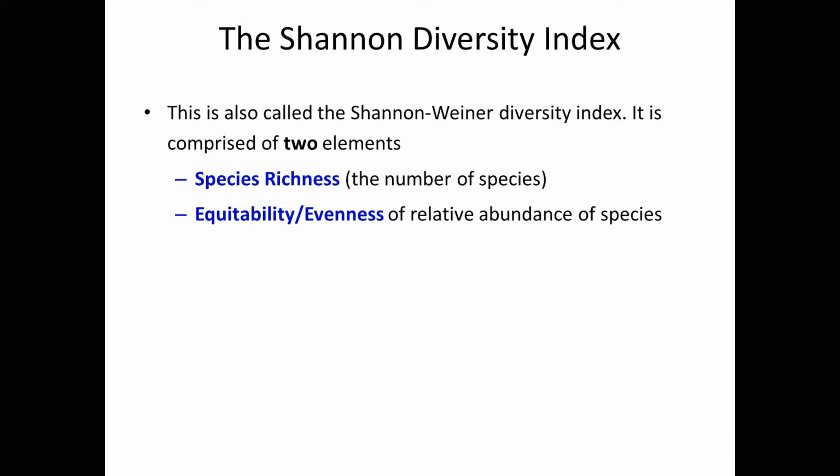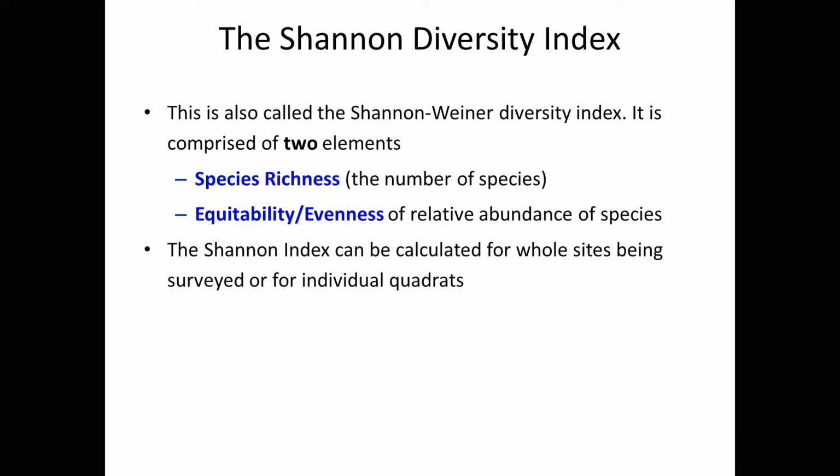It's all very well having 10 species, but if you've only got one of them in any abundance and everything else is just very, very rare, then that's less valuable ecologically than if you have 10 species, all of which are sort of moderately abundant. And you can calculate it for whole sites, which is what people tend to do, or you can actually calculate it for individual quadrats if you ever wanted to.